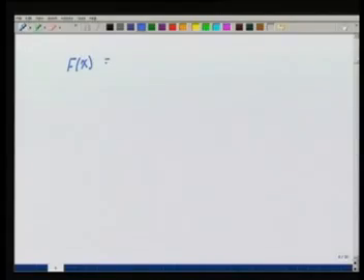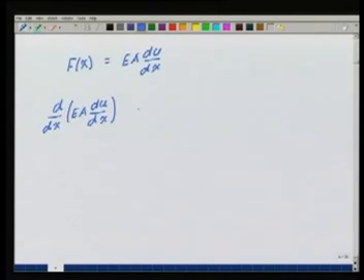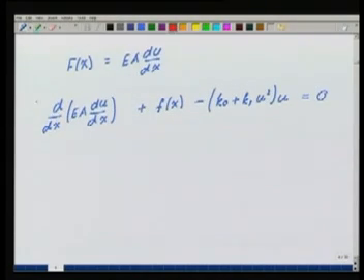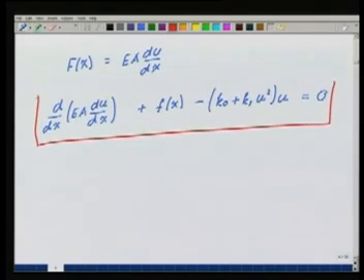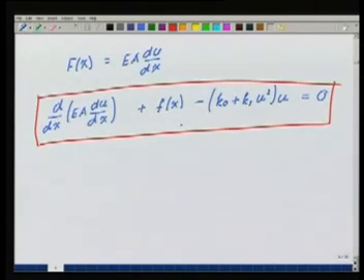Now here F as a function of x is equal to, as we had done earlier, EA du/dx. So in terms of u, it becomes d/dx of EA du/dx plus f of x minus (k0 plus k1 u squared) into u, this is equal to 0. So this is our differential equation corresponding to equilibrium.